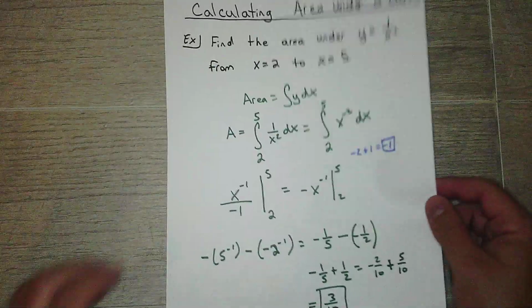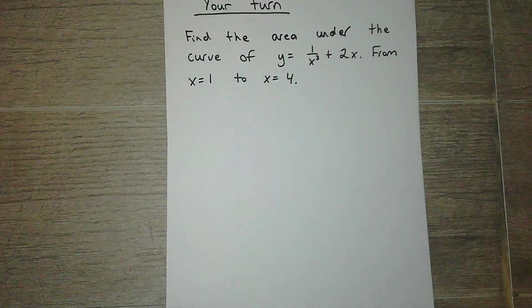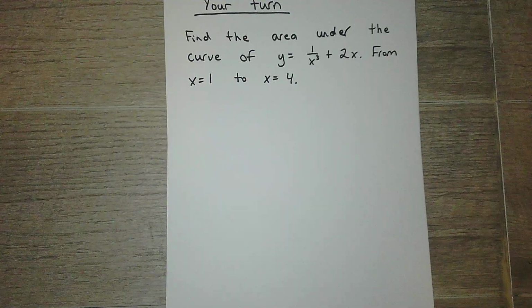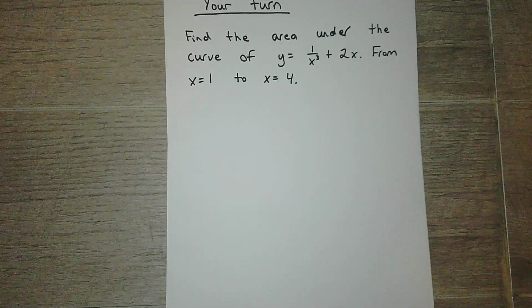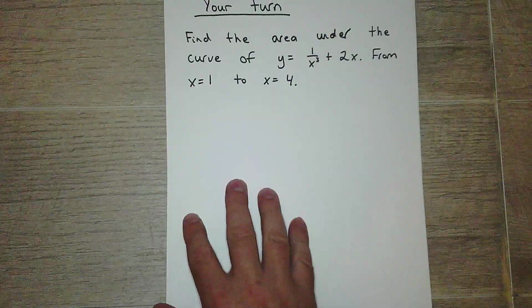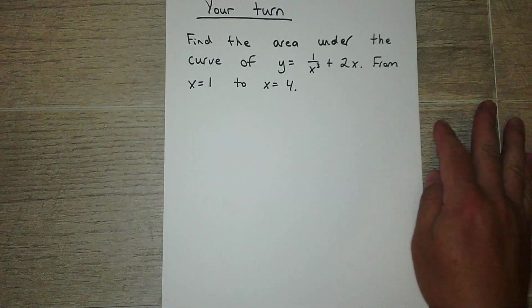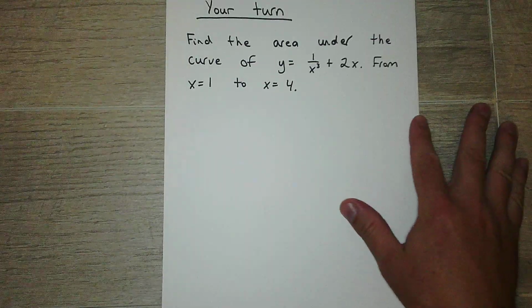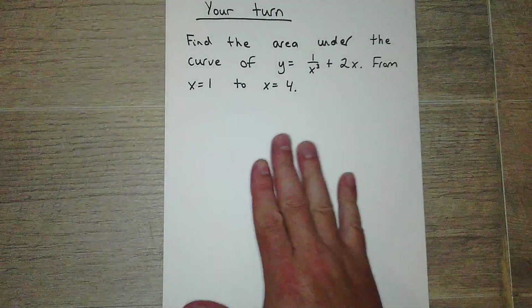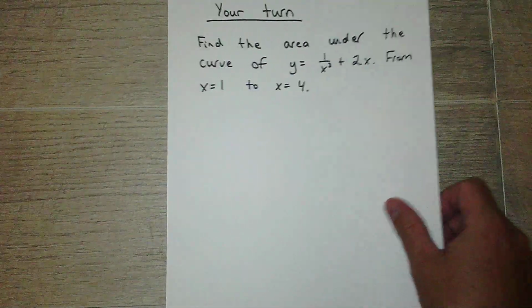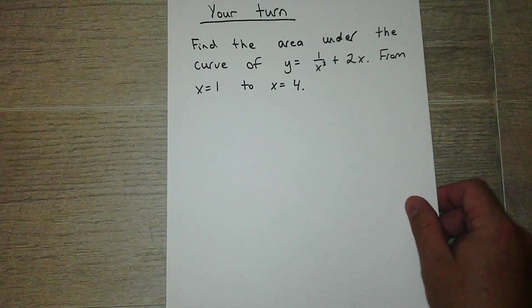So here's one for you to practice with. Find the area under the curve of y equals 1 over x cubed plus 2x between 1 and 4. This is practice, so work on this. If you want me to look over it, just message me like normal on Teams. For the rest of the week, we're going to look at some other things, just to give you an idea of where we are going.